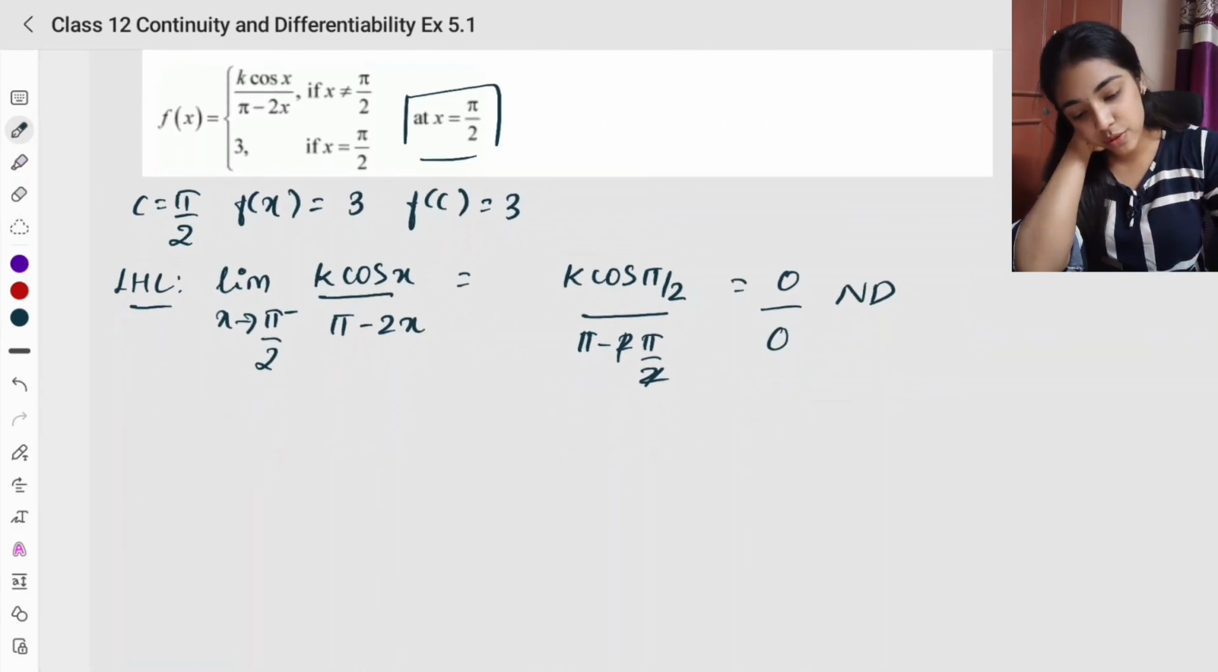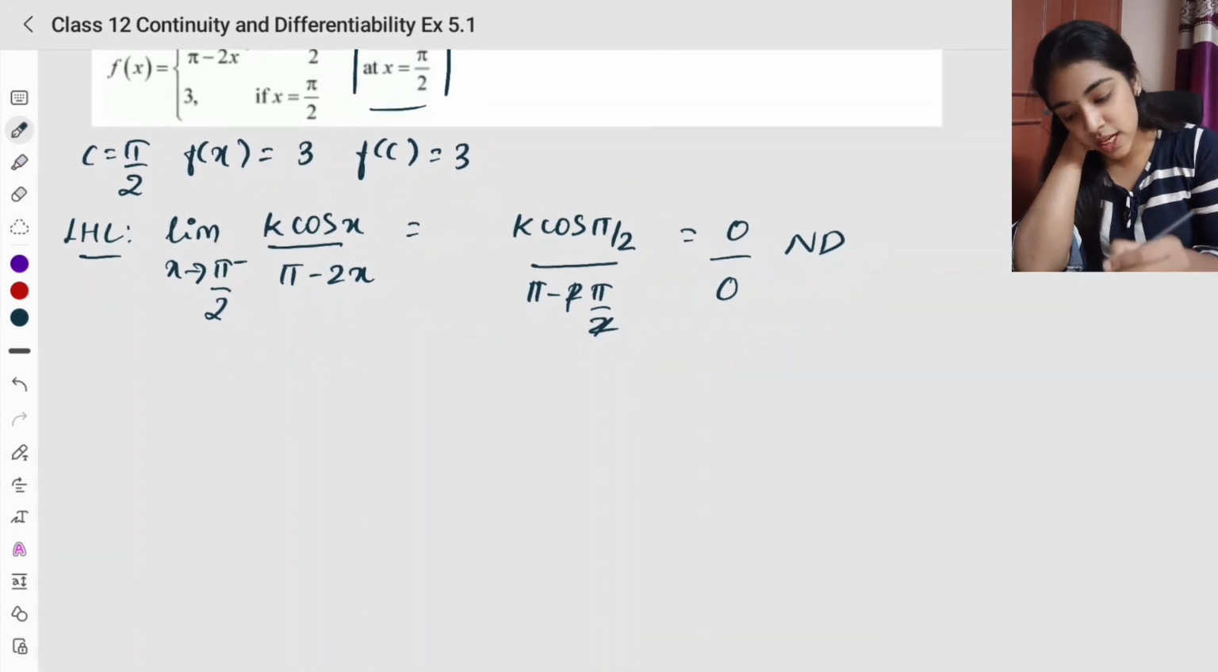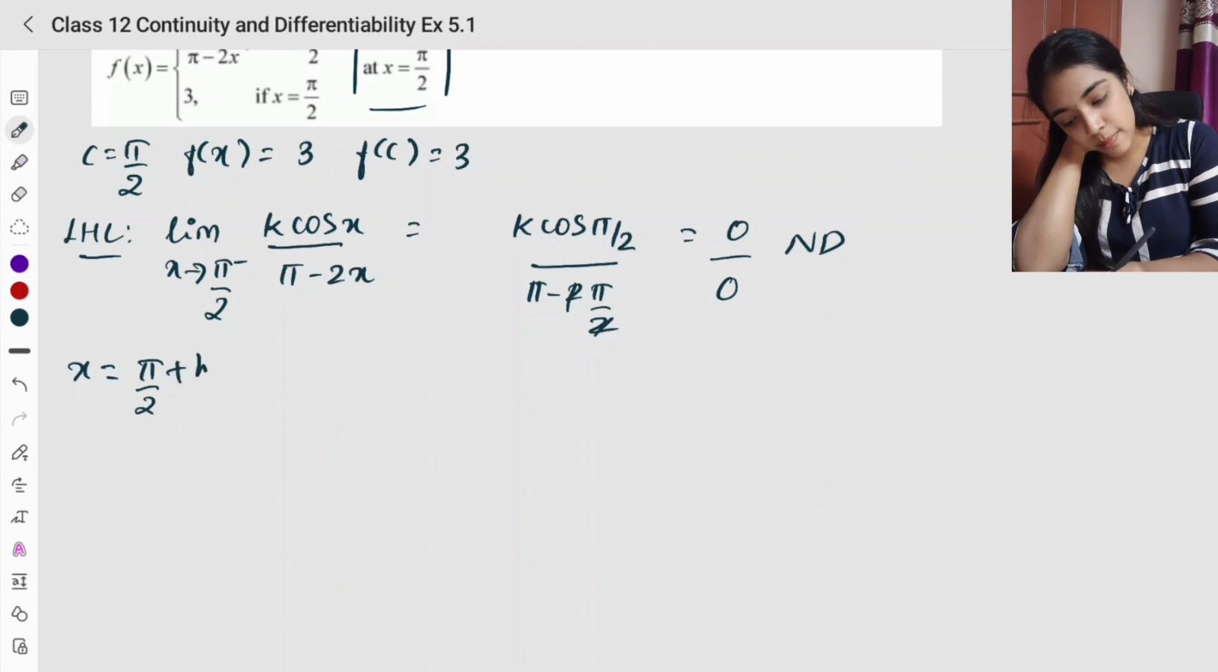So what am I going to do now? I'm going to use a substitution method. So I'm going to write x is equal to c plus h, so pi by 2 plus h. What is your value of c here? Pi by 2. Okay. So now what is your h? x minus pi by 2.